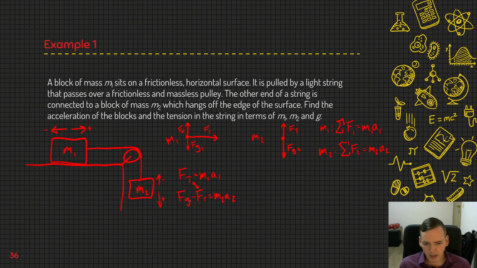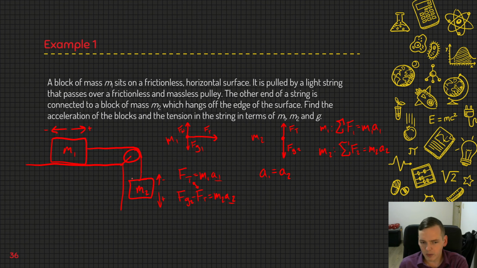We also know that Fg2 here should be M2g. And what you may not have realized, but we can justify now, is that these accelerations have to be the same. A1 has to equal A2. The reason for this is that if M2 accelerated faster, or had greater acceleration, it would get ahead of M1. It would move more than M1, right? Because if it has greater acceleration, it travels farther in the same amount of time. What would have to happen to the string? It would have to stretch or break, and we're assuming neither of those happen.